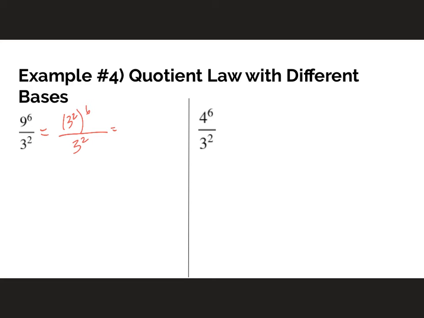So this is really 3 to the second power times itself 6 times. So this is 3 to the second times 3 to the second times 3 to the second times 3 to the second times 3 to the second times 3 to the second. This is all divided by 3 to the second power. So what I can just do is cancel out my common factor.